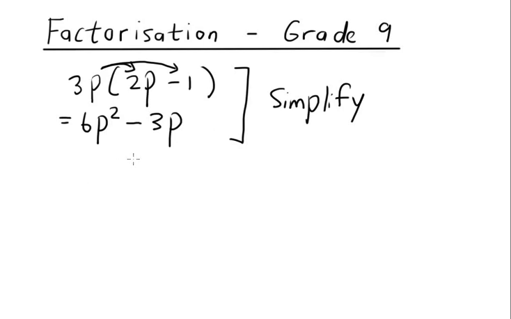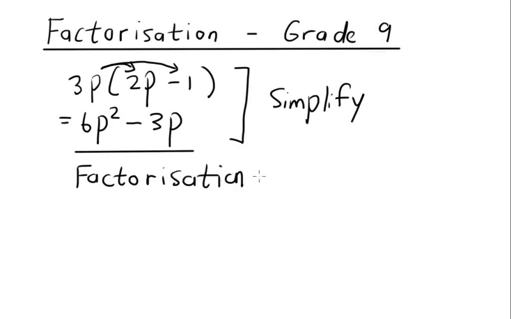Now with factorization, it's where they are giving us this particular answer over here. They're giving us this answer. So when it comes to factorization, it's as if we are starting with the answer. So they give us a sum and say factorize the following. So you've got 6p squared minus 3p.